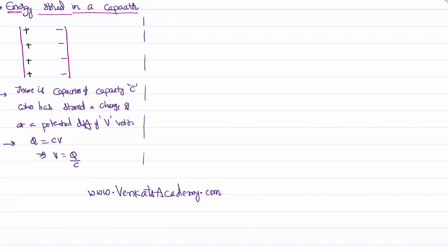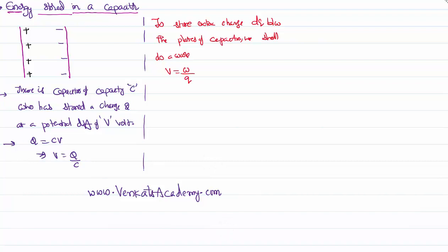Now this capacitor is there. We would like to store some more charge, say, to store extra charge dq between the plates of the capacitor. We shall do some work. How much is that work done? We know the definition of potential. Potential is work done in bringing a unit positive charge from infinite distance up to a distance. That implies work done equal to VQ.